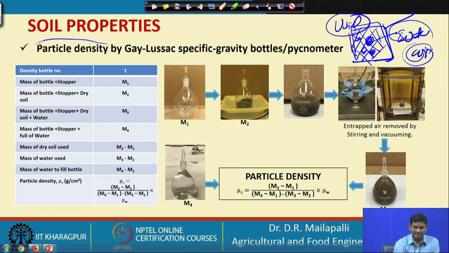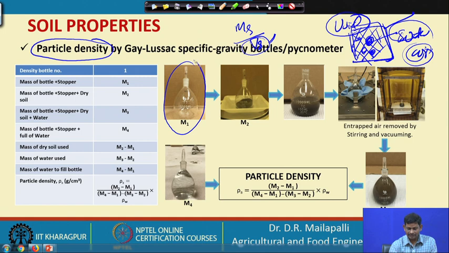But particle density is exactly the mass of soil divided by the volume of solids. Here we only consider the volume of solids, not the total volume. So, how to measure this particle density in a laboratory? Here, this is the measuring cylinder.